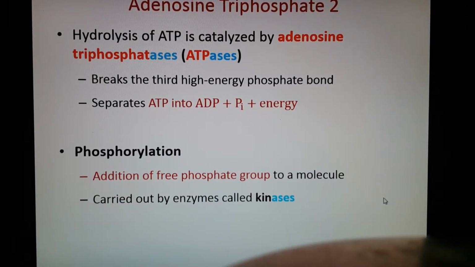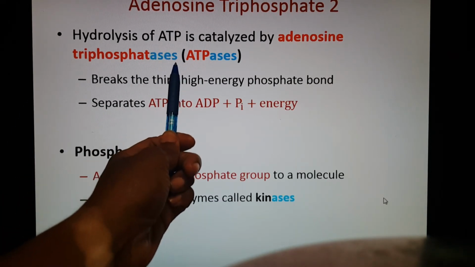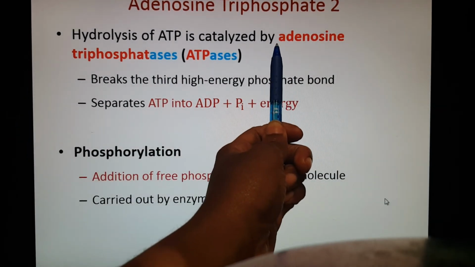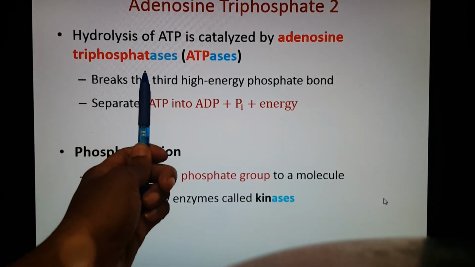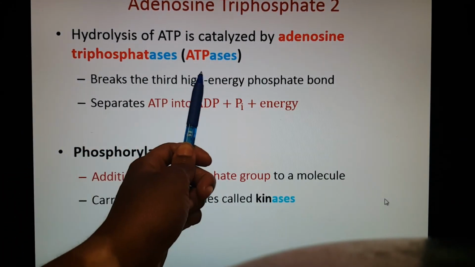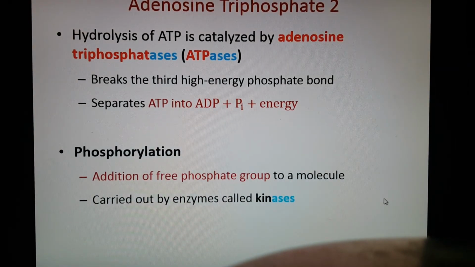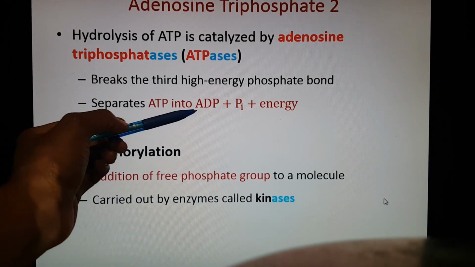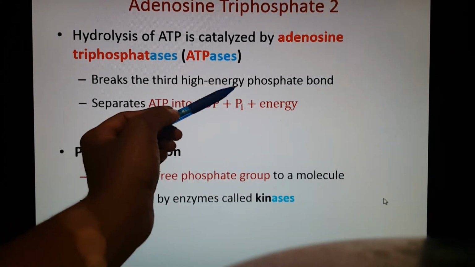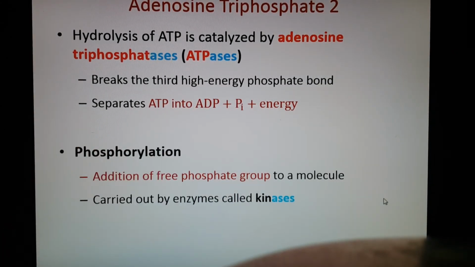The enzyme that is used to break off the phosphate group off of ATP is called adenosine triphosphatase. Earlier we talked about enzyme naming, ase for enzyme, and what it's working on is the previous part of that word, so the adenosine triphosphate. So our ATPase is what it is. It separates ATP into ADP, so diphosphate, with the free phosphate group, and releases energy by doing so.